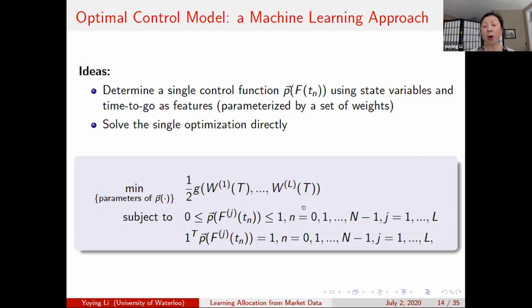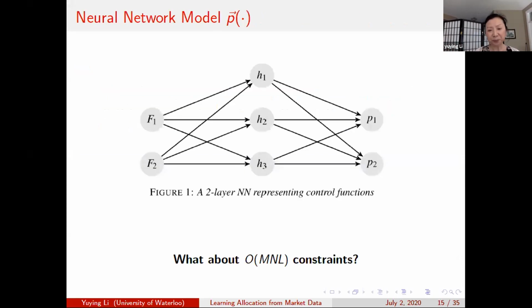So I still have order m times n times l number of constraints, and solving such an optimization problem is just as hard as when you have the number of decision variables being that large. So that still doesn't work. So what do I do? Well, okay, we're going to use a neural network to represent the optimal control. I'm going to handle the constraints in some suitable fashion on the next slide.